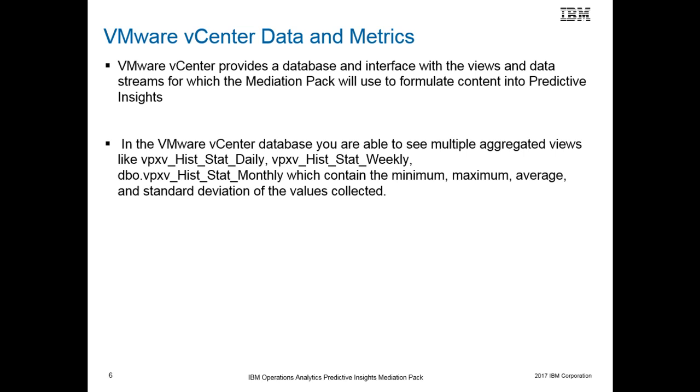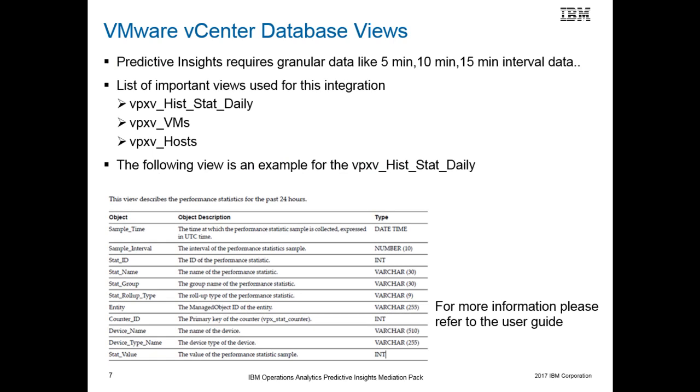In the vCenter database you are able to see multiple aggregated views such as VPXV HisStat Daily, VPXV HisStat Weekly, and VPXV HisStat Monthly, which contain the minimum, maximum, average, and standard deviation of the values collected. Predictive Insights requires granular data such as 5-minute, 10-minute, or 15-minute interval data.